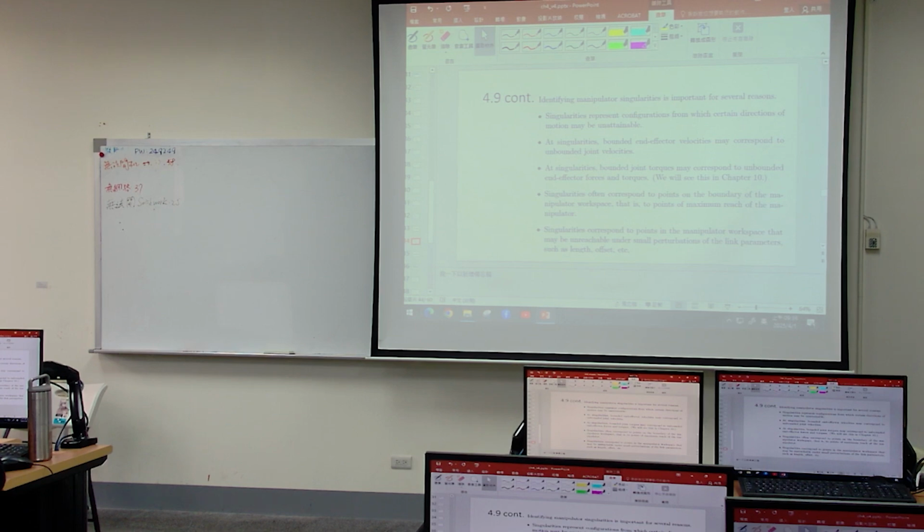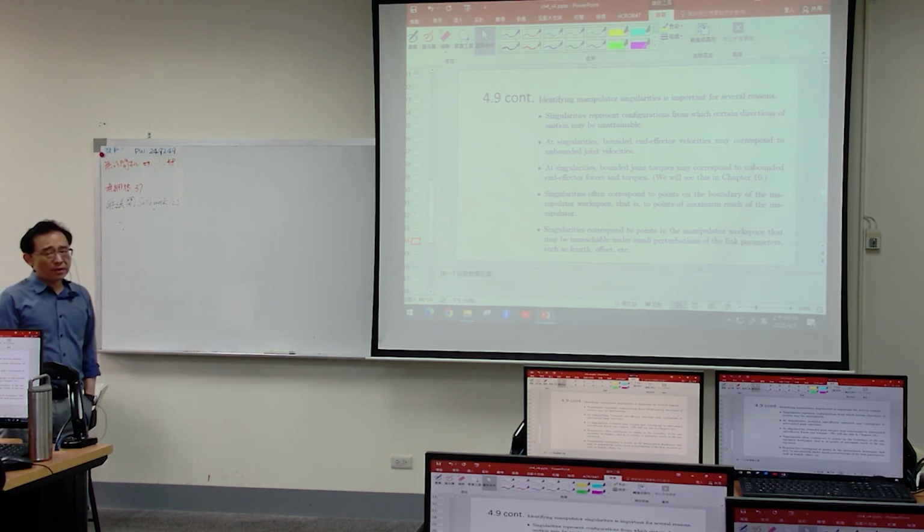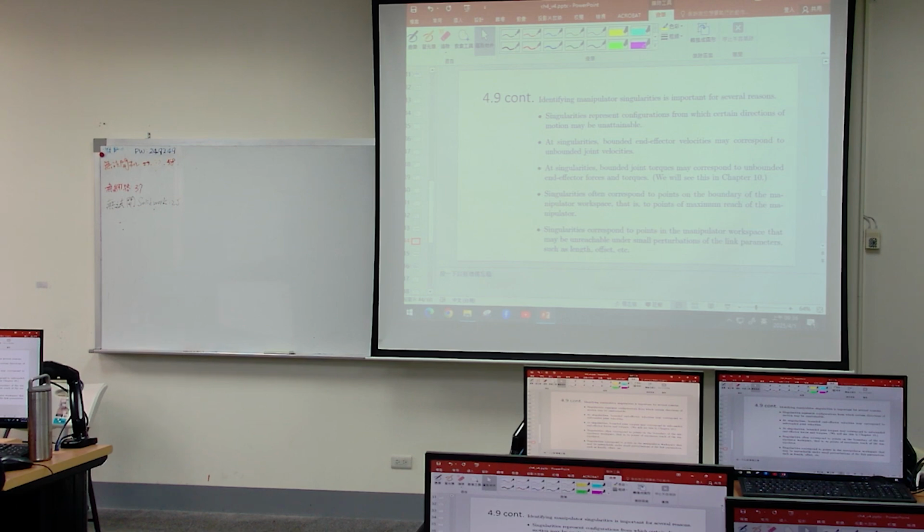Singularity corresponding to points in the workspace may be unreachable under small perturbation of such a state. That's the normal case. Eventually we explain over here that in some cases the solution is not unique. So in this class we try to introduce it and try to identify the singularity posture for the system.